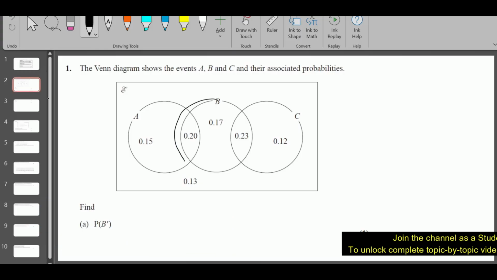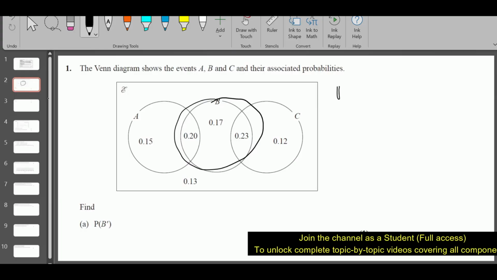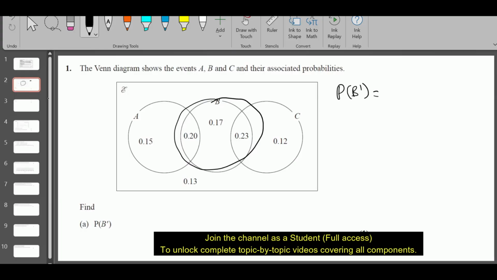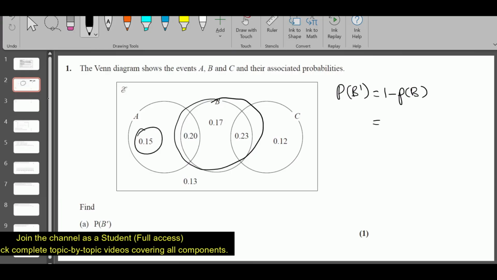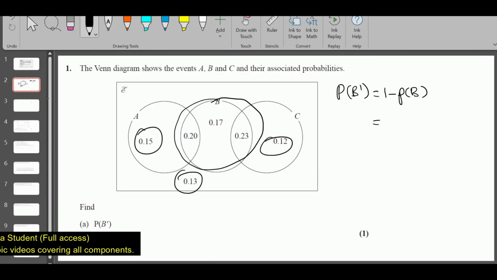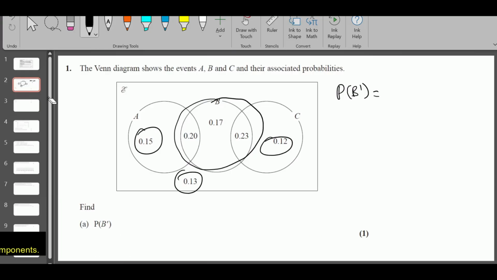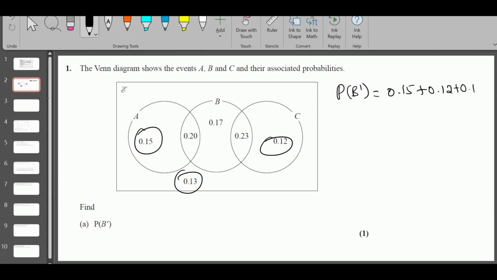Let's find P of B first, because P of B complement is the same as 1 minus P of B. Or you can just add everything outside B also. It's the same thing. So it's going to be 0.15 plus 0.12 plus 0.13. 0.15 plus 0.25 is 0.4, which is the answer.